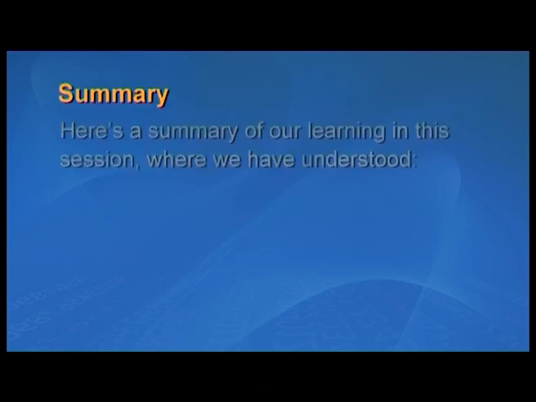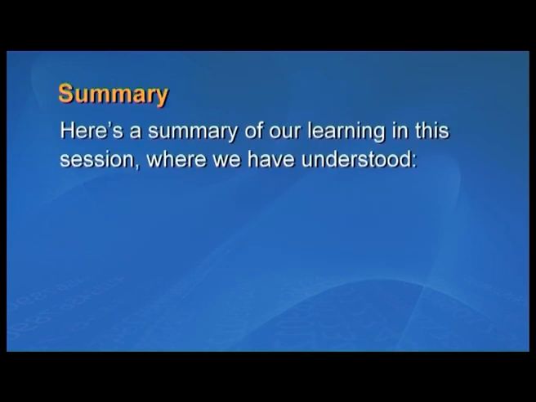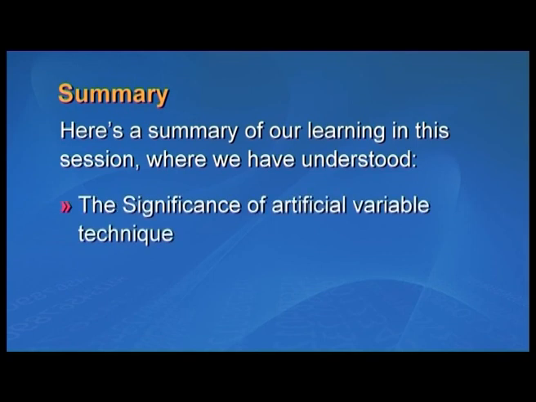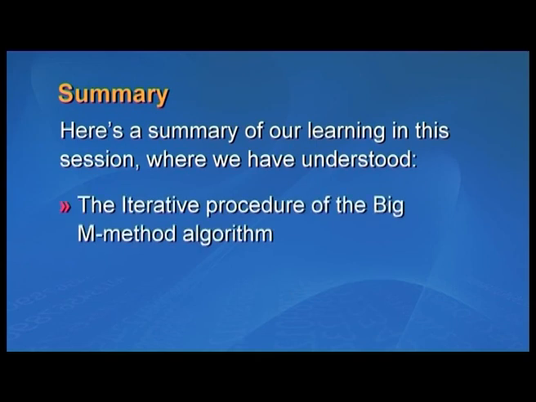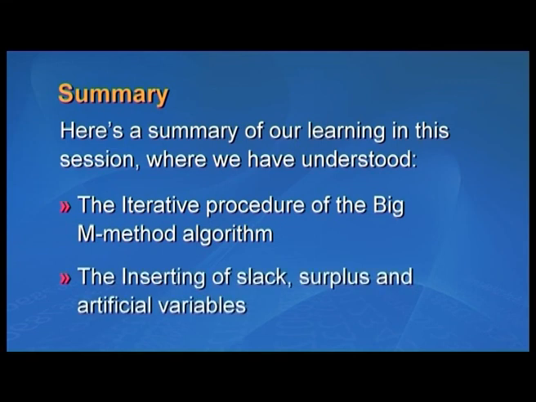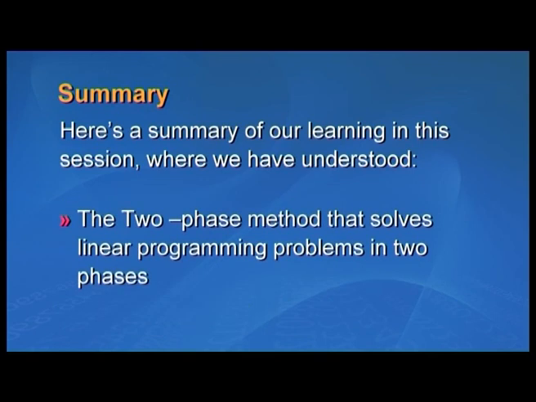Summary. Here is a summary of our learning in this session, where we have understood the significance of the artificial variable technique, the concept of the Big M method, the iterative procedure of the Big M method algorithm, the inserting of slack, surplus, and artificial variables, and the two-phase method that solves linear programming problems in two phases.